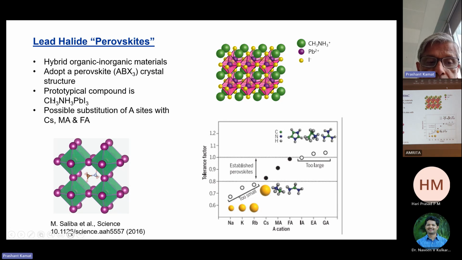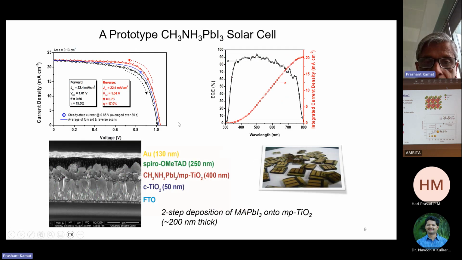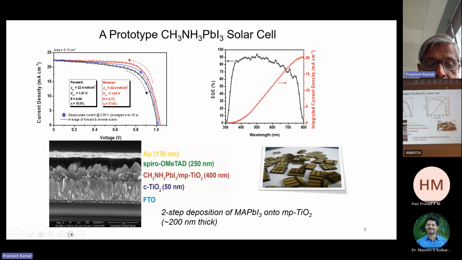And you can substitute this methylammonium with cesium or formamidinium, and substitute iodine with bromide or chloride. You can still get these things. And how you make the solar cell is you put this conducting glass, which is an FTO glass, with large crystallites. On top of it, you put TiO2 and methylammonium iodide. That's your active layer, and TiO2 is typically an electron transport layer. On top of it, you put spiro-OMeTAD or any hole conductor and gold. So you are all set in terms of a solar cell.